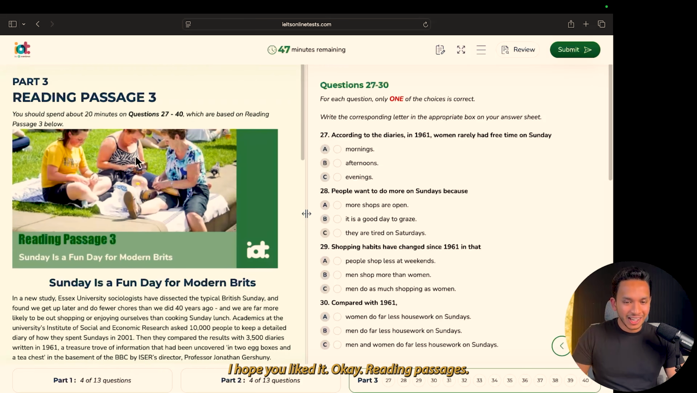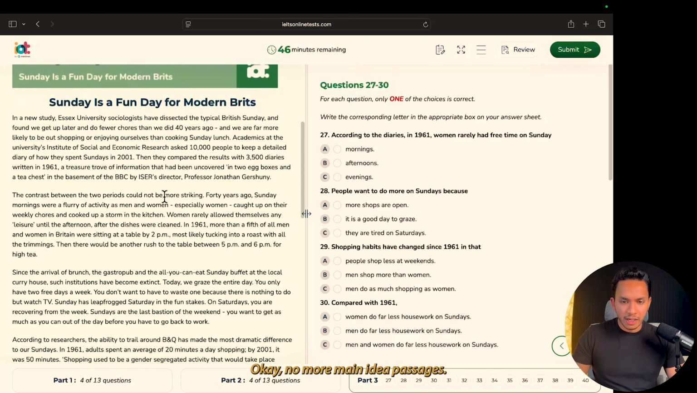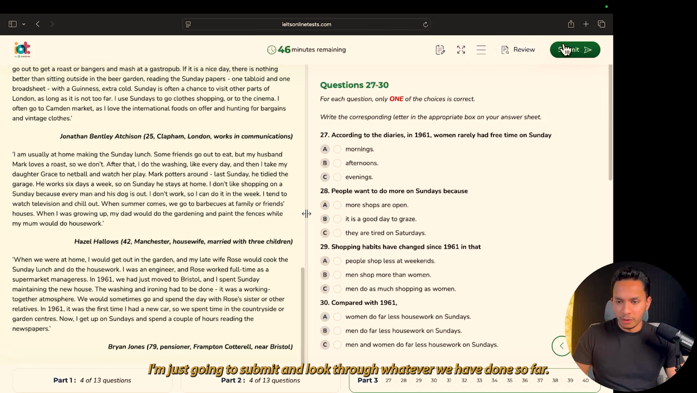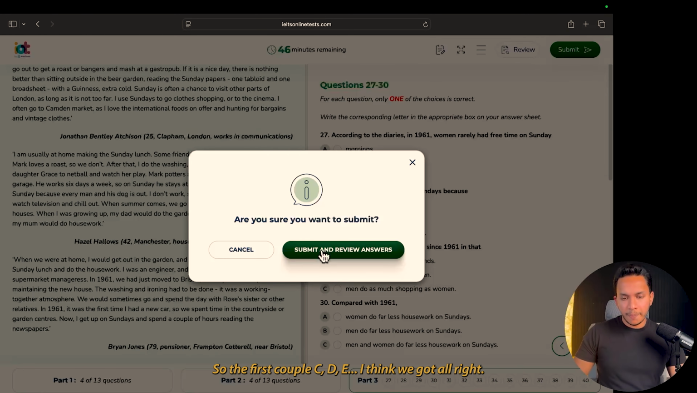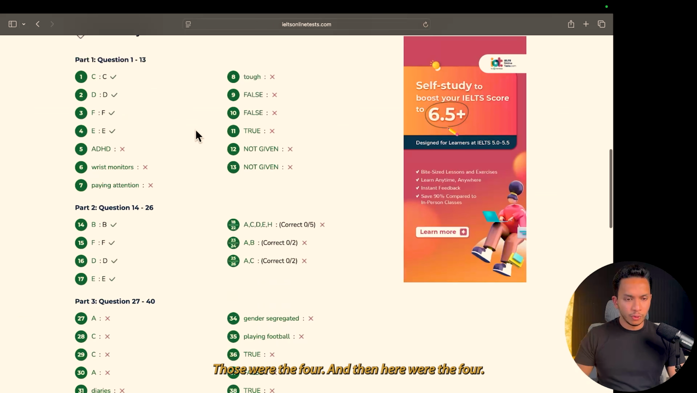Hope you liked it. Okay, reading passages. Let's see. Okay, no more main idea passages. I'm just going to submit and look through whatever we have done so far. So the first couple, C, D, E, I think we got all right. Those were the four, and then here were the four.